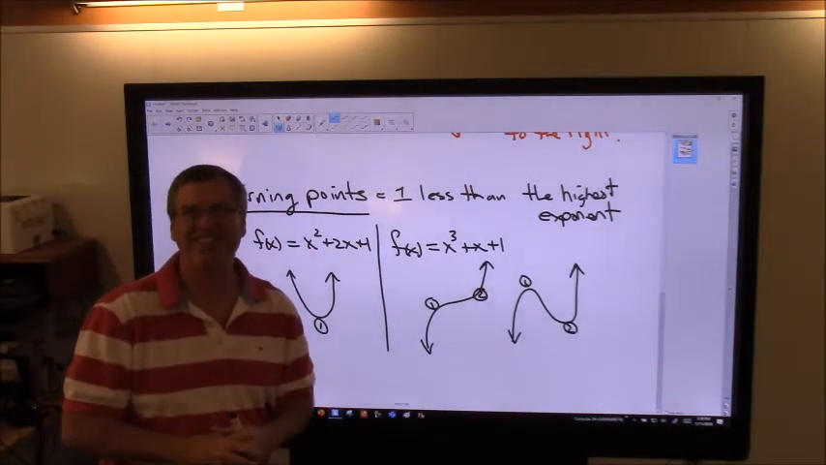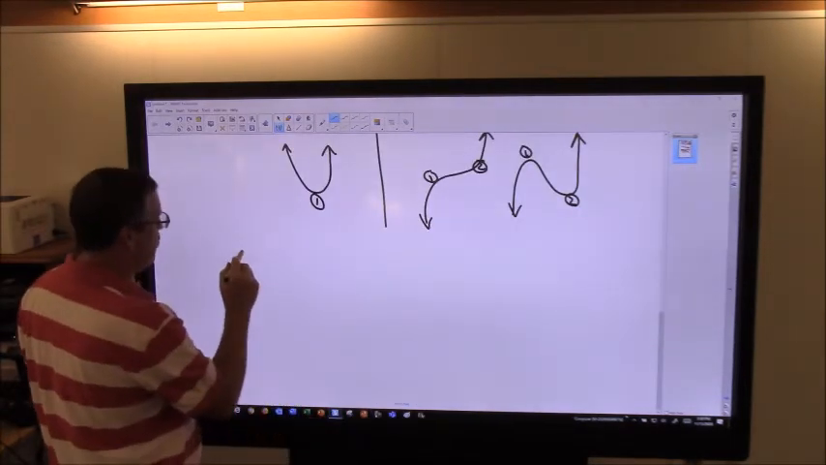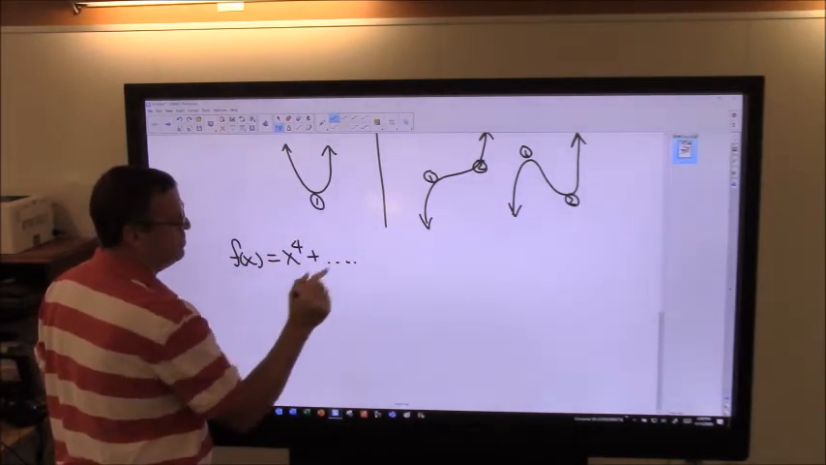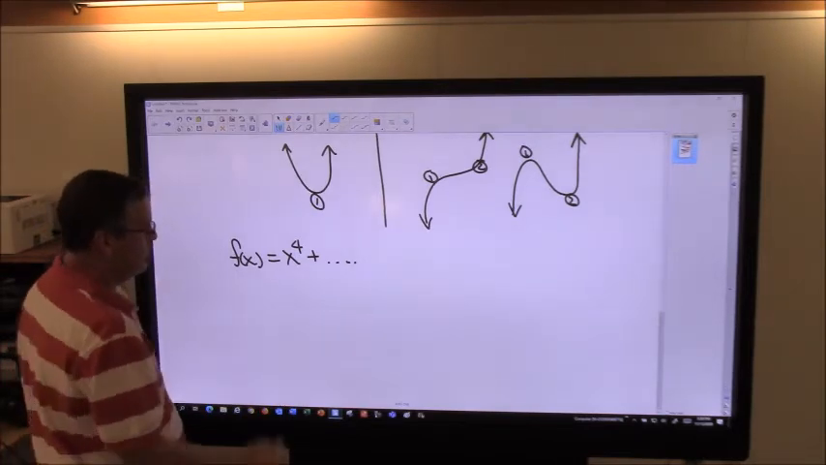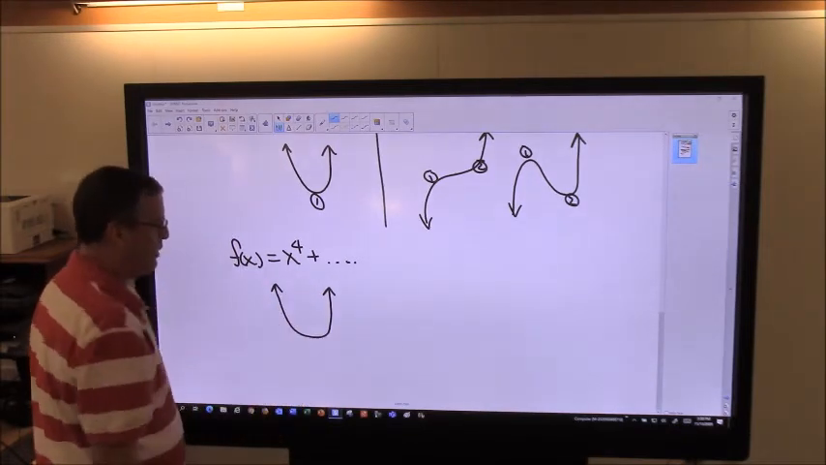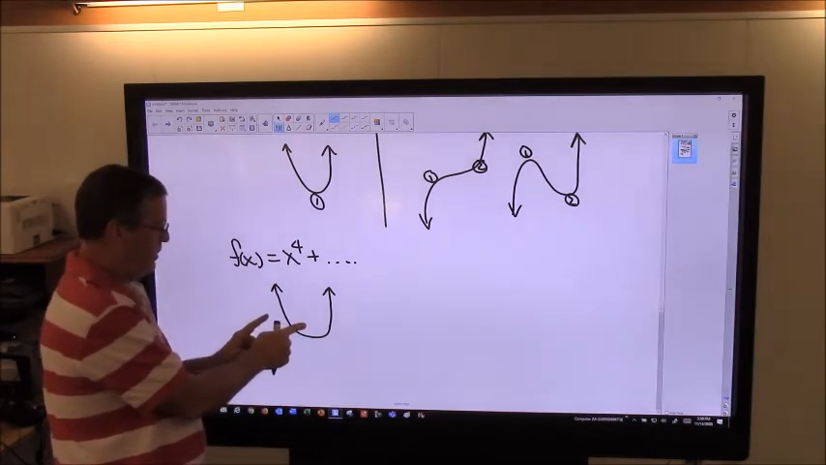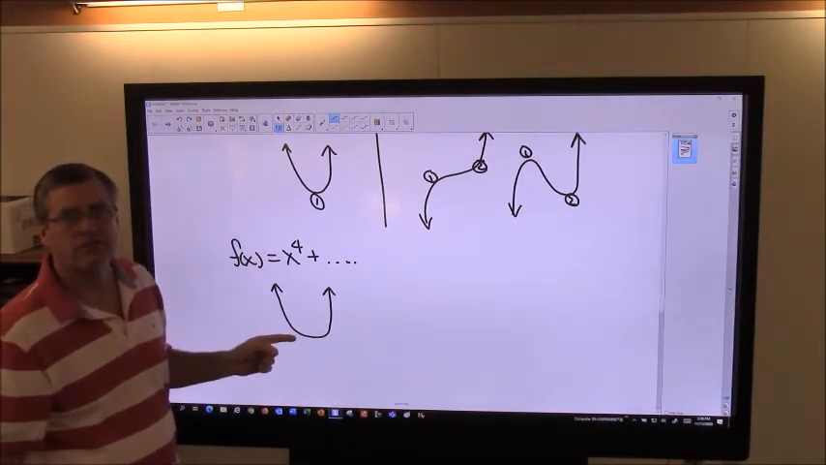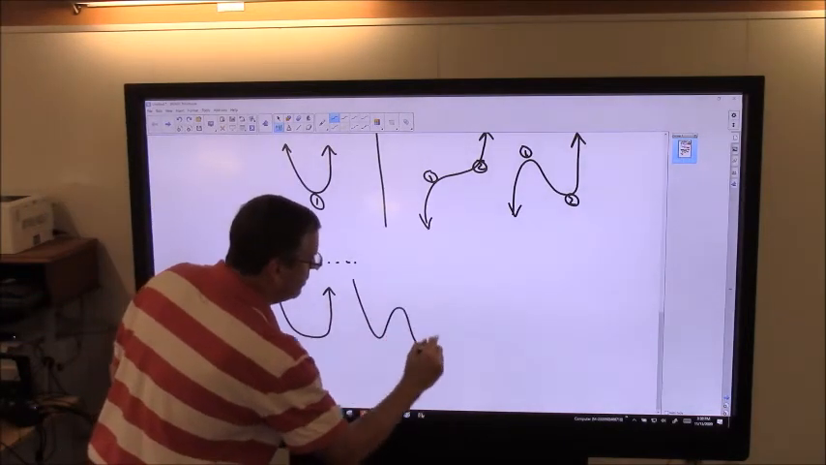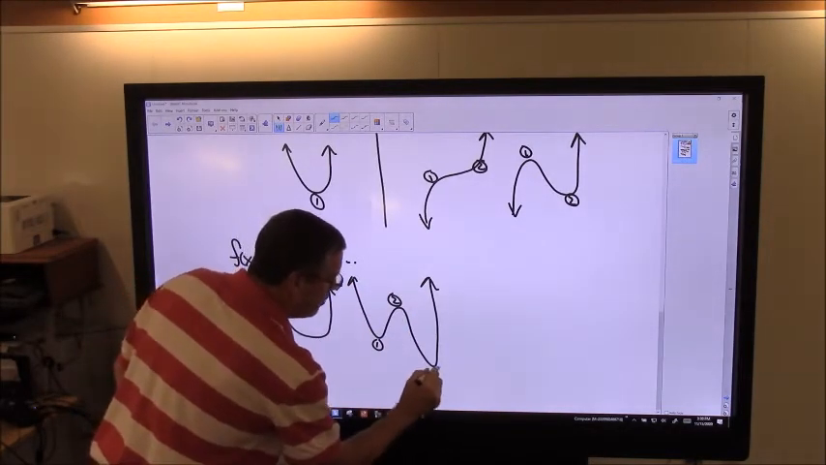Sort of. Don't you hate that? Sort of. If I have x to the 4th power plus, we'll just say whatever, dot, dot, dot. Sometimes an x to the 4th graph can look like this, which almost looks like a parabola, but it's a little more U-shaped. I don't see 3 turning points there. But an x to the 4th could also look like this, and then there's 1, 2, 3 turning points.